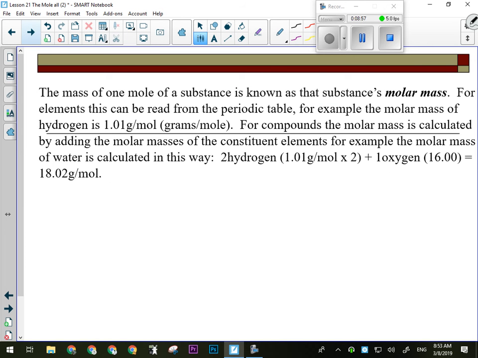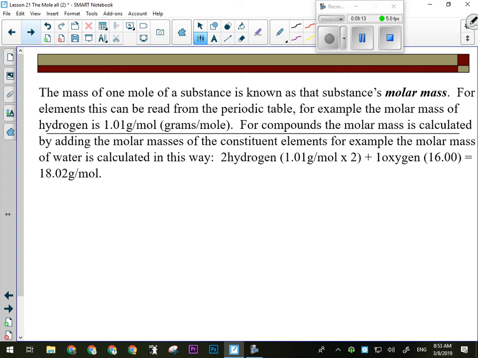So the mass of 1 mole of a substance is known as that substance's molar mass. Now, obviously, it's pretty easy for atoms because it's listed there on the periodic table. What if I want to calculate the molar mass of a compound? I have to add them up, exactly.